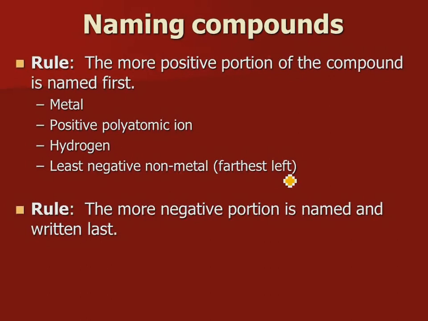If I have multiple things there, the more positive portion of the compound is named first, which usually is the metal. If there is a positive polyatomic ion, that would be named first. And hydrogen, although it's with the metals and it donates a hydrogen ion, it's kind of by itself there in a lot of these. And then if it happens to be a nonmetal, whichever one is furthest to the left, so furthest towards the metal side. And then the negative portion is named last.